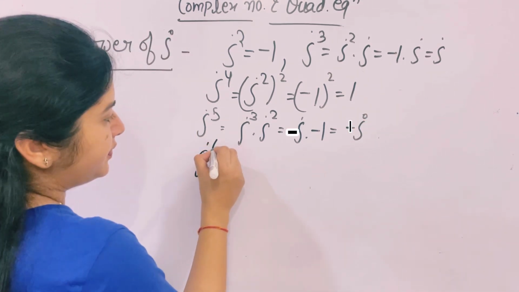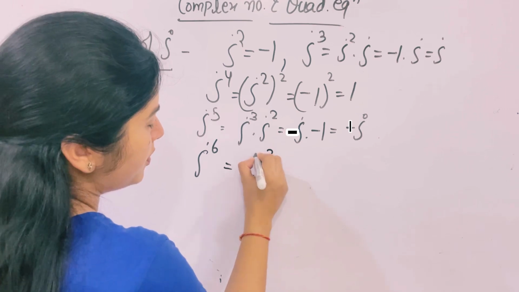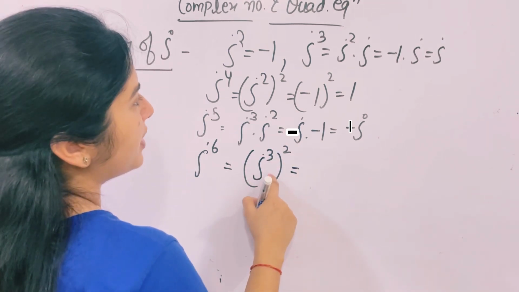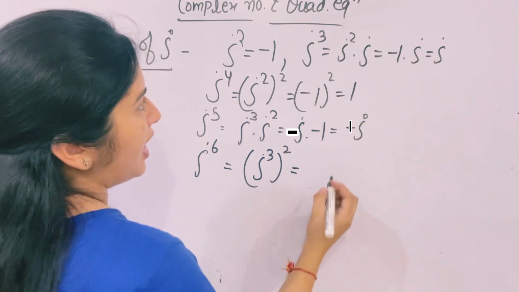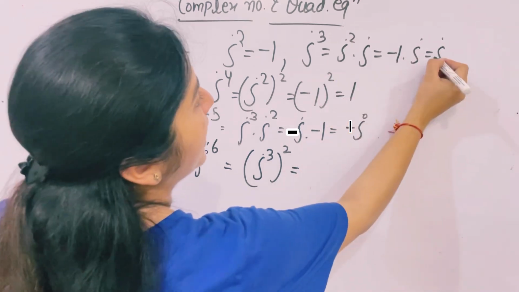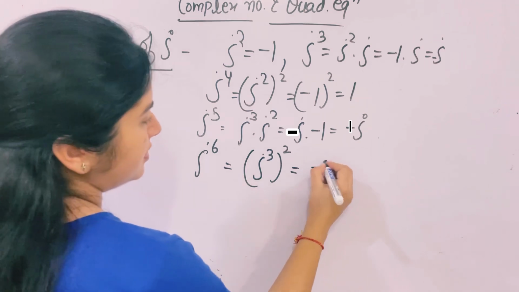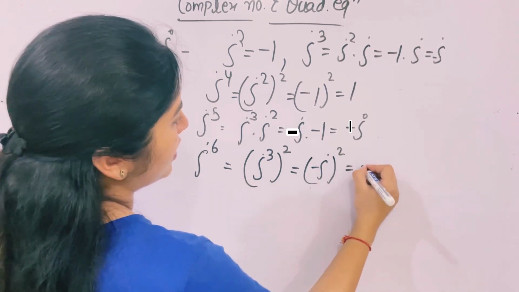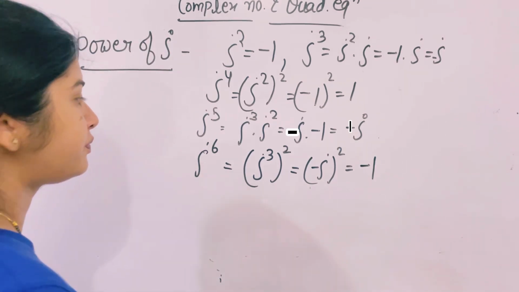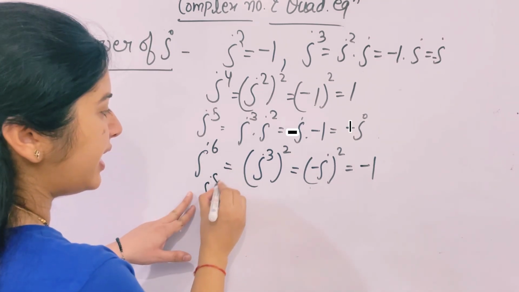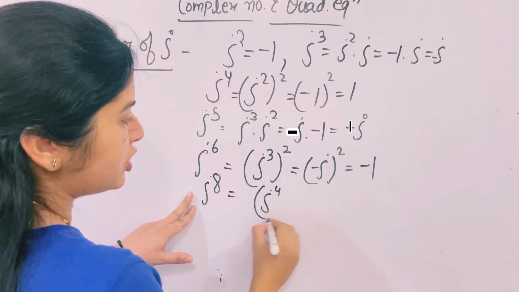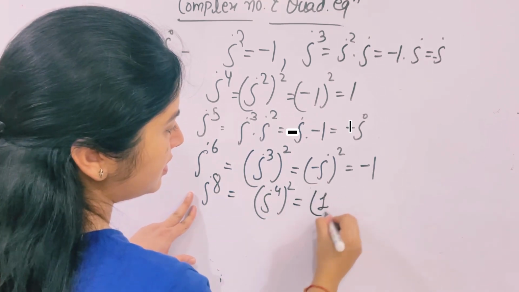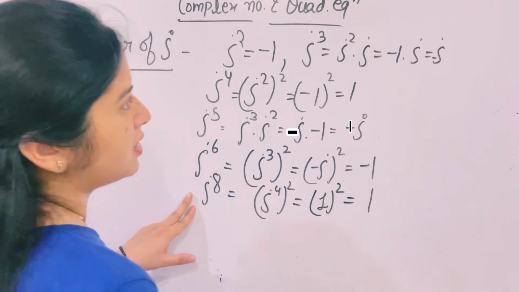Iota 6 is iota cube, square, 3 2s are 6. Iota cube is minus iota, squared, minus iota whole square plus iota square is minus 1. Similarly, iota 8, iota 4 raised to power 2, 1 raised to power 2 becomes 1.